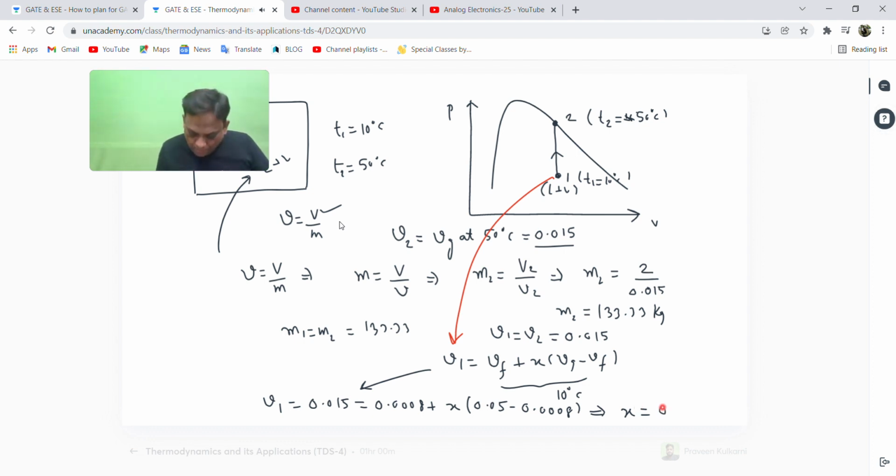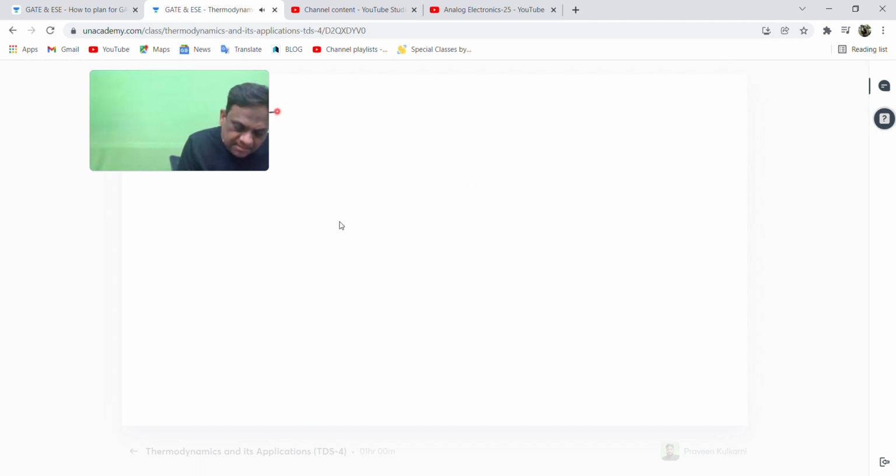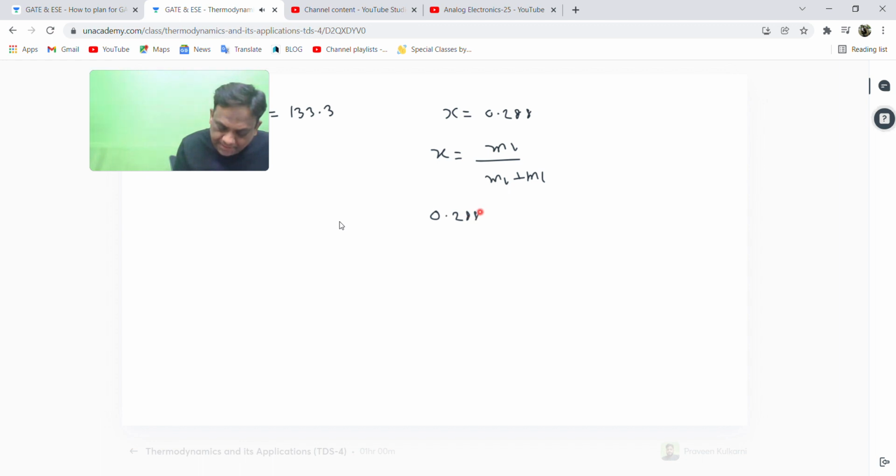So it is 0.288. So it is 0.2888. Now listen carefully. The total mass is 133.3 and the initial dryness fraction is 0.288. Can you tell me what is dryness fraction? Mass of vapor divided by mass of vapor plus mass of liquid. So 0.288 is equal to mass of vapor divided by the total mass, MV plus ML, which is 133.3. Can you give me the mass of vapor?